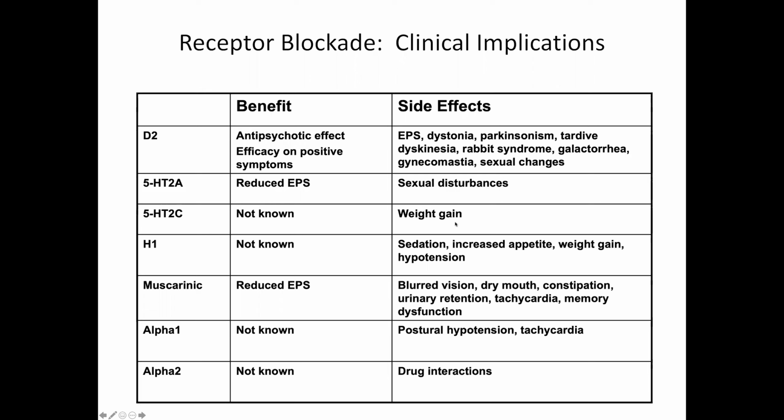5-HT2C can cause weight gain. We can get that, but these last ones down here we see with a lot of the drugs. H1, blocking histamine 1 receptors, gives you sedation, and you can get weight gain due to increased appetite. Blocking the muscarinic receptor, that's the anticholinergic actions, and then blocking alpha-1 can give you some postural hypotension.